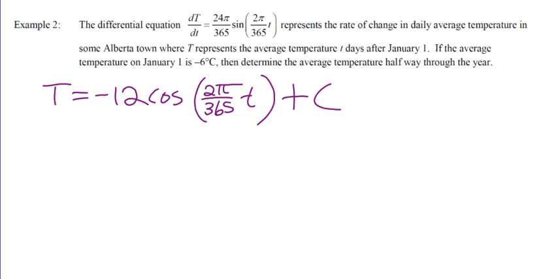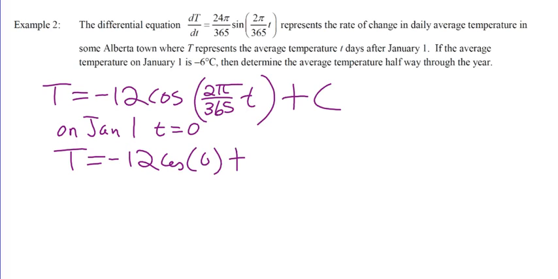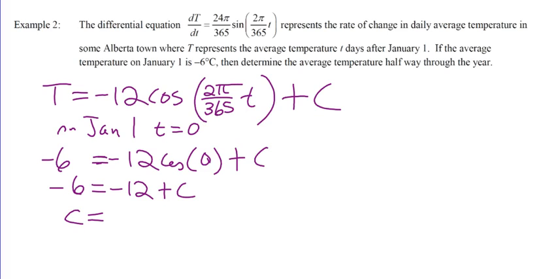So on January 1st, little t is 0. Okay, so on January 1, t is equal to 0. So big T is negative 12 cos 0 plus c. Oh wait, big T is negative 6, right? We know that. Negative 6 is equal to negative 12 cos 0. What's the cos of 0? 1. Okay, so negative 6 is equal to negative 12 plus c. So c is 6.